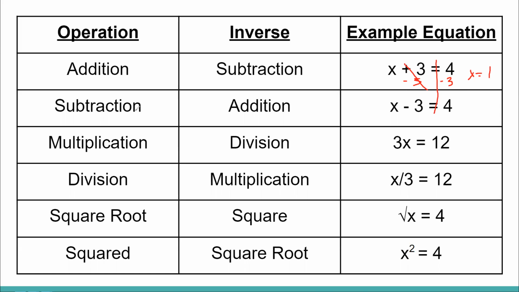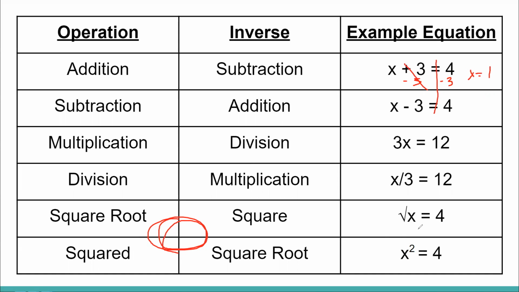The opposite of subtraction, or the inverse of subtraction, is addition. Multiplication and division are inverses of each other. And this is going to be your new section over here. So the opposite of a square root is a square. The opposite of a square is a square root.